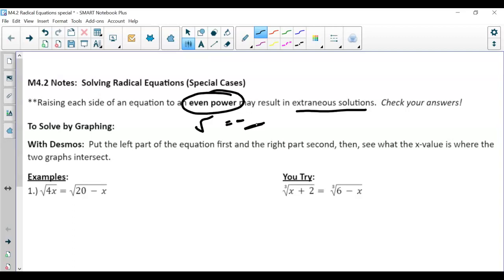Also, you could solve by graphing, where you put the left part of the equation first and then the right part second. Just keep in mind, whenever it was a value, a number by itself, you had to put y is equal to that number. So again, keep all these little things in mind that we talked about in the previous video. But in this video, I'm going to focus on the algebraic.